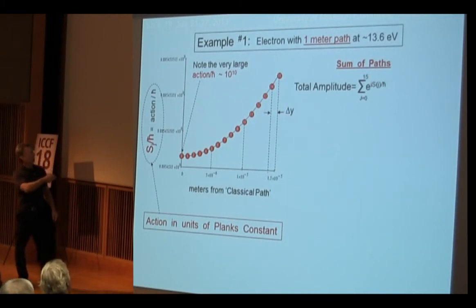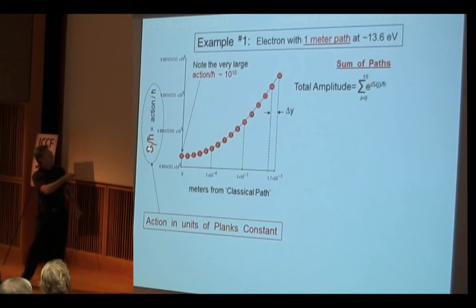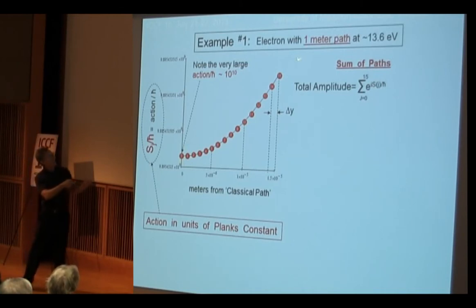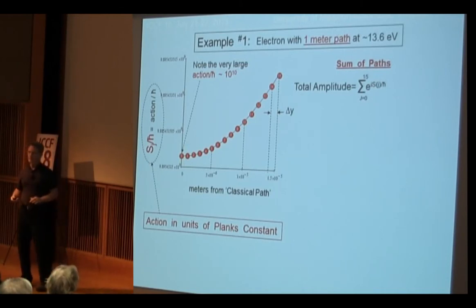You see on the next slide, here's that same action. It's just like that parabola, only this is half of it. So there's an action. It's in units of Planck's constant. You have to divide it by h. That just makes it dimensionless, so you can put it in the exponent over here. All right, and there's the classical path, and there are the non-classical paths.